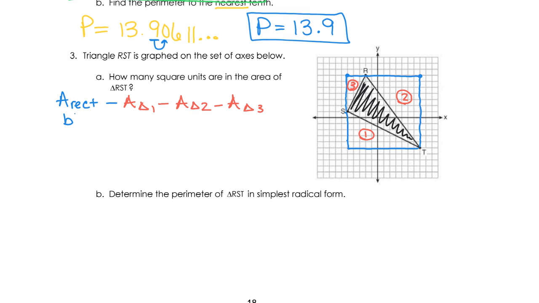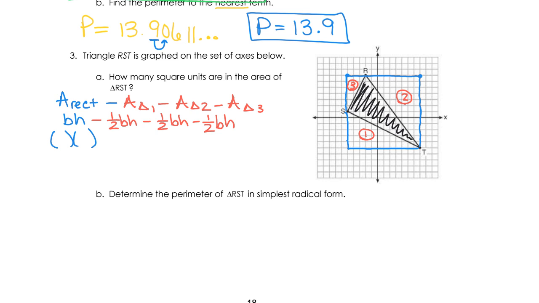Area of a rectangle is base times height. Area of a triangle is 1/2 base times height. And again, and again. All right, so we just have a bunch of bases and heights to find. So for our rectangle, our base and our height.